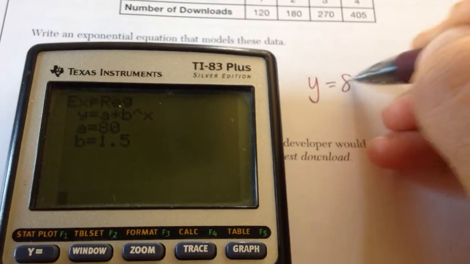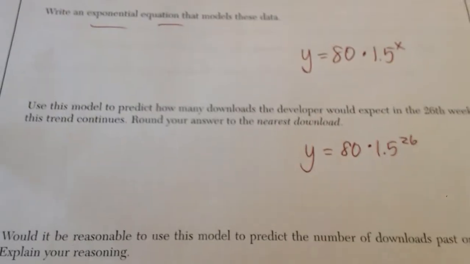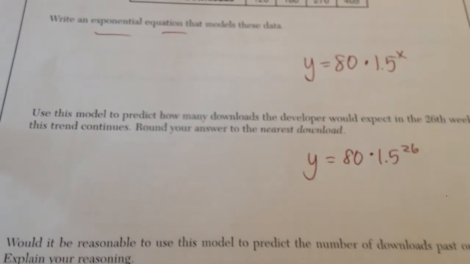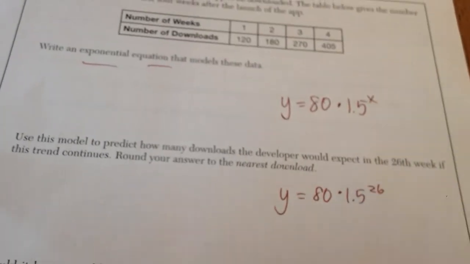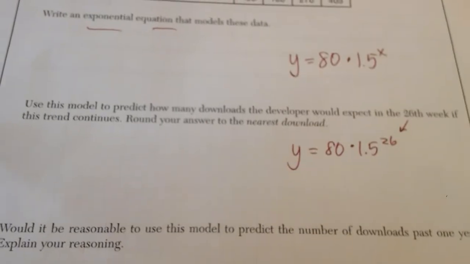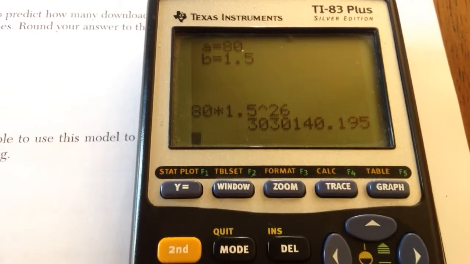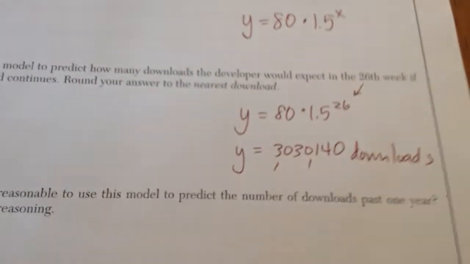Your equation is y equals 80 times 1.5 to the x. For the second part here, use the model to predict how many downloads a developer would expect in the 26 weeks. So all I'm going to do is plug 26 in for x, use my calculator. Using my calculator, I see that I have about 3 million downloads.